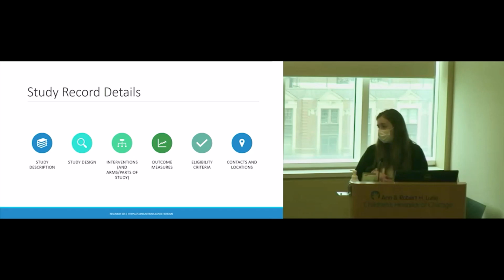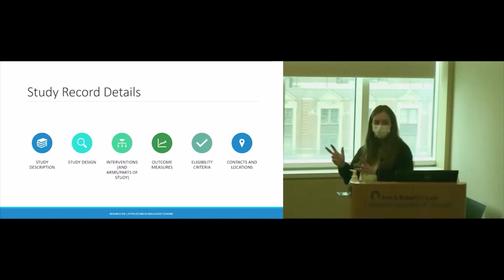I will say sometimes when you look at the inclusion and exclusion criteria, it can be hard on your own to say, I'm not sure if this fits with my child or the individual in my family considering the trial. And so you can contact the study coordinators at a given location and have more detailed conversation with them if it's something you're interested in.